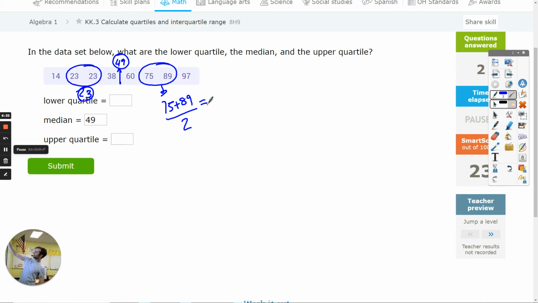So that's going to be, let me see, 164 divided by 2, which is 82. Okay, so the numbers we ended up with, this was what I was talking about when you end up with 2 numbers to find the median. You add them together, divide by 2. I didn't do it for 23 and 23 because the numbers are equal. When I add them together, divide by 2, it would be equal to 23 anyways.